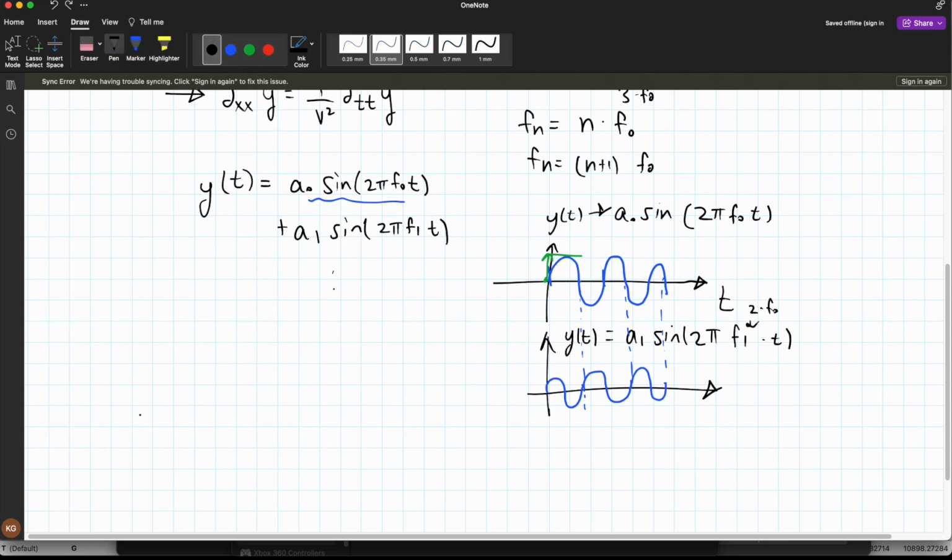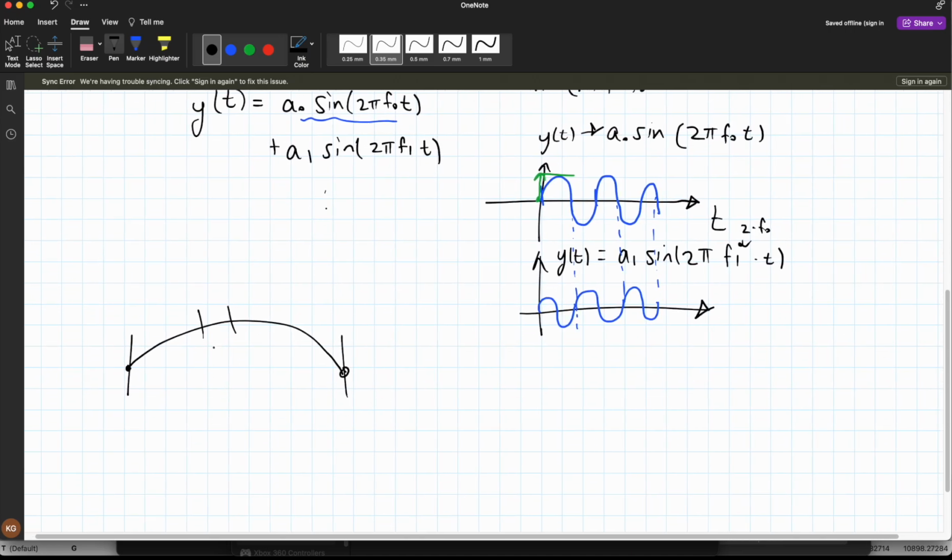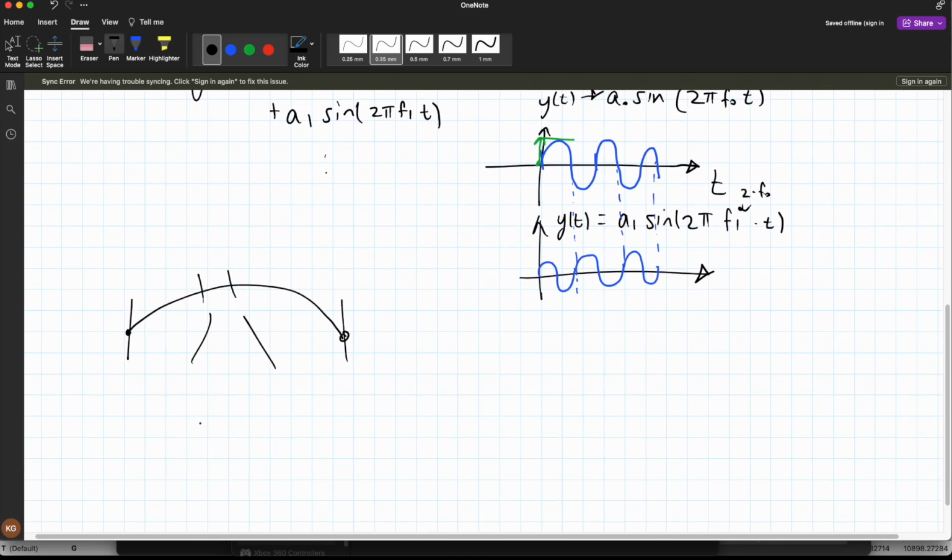So if we take our string again and zoom in, sorry, let's draw that a little better. These are the fixed points, where the string is bounded. And if we zoom in on a little section, if we could really zoom in on the atoms of the material, and this is really an analogy, it wouldn't look like this, but it would behave like a bunch of little particles all connected by little springs.